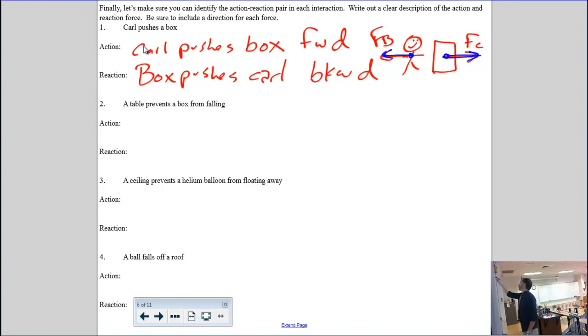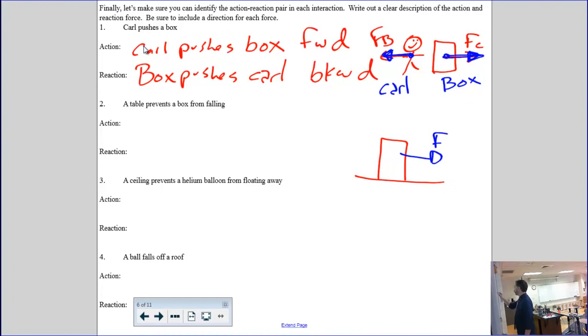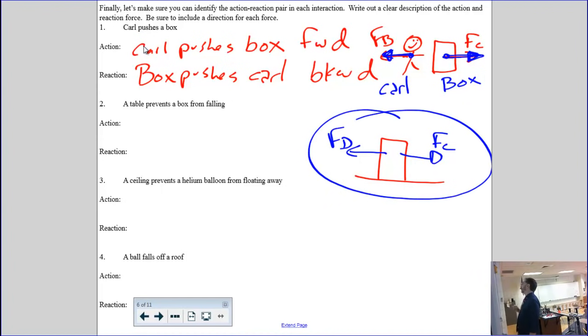This force, the force of Carl, is a force that affects the box, right? And this force, the force of the box, is a force that affects Carl. So there's no way these two forces could possibly cancel. If we had a scenario where Carl pulls the box this way and maybe Dave pushes the box this way, these forces can cancel because both of those forces act on the box. But with an action-reaction pair, the forces never act on the same object.